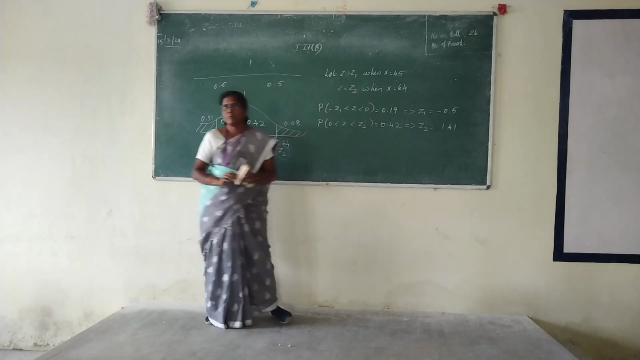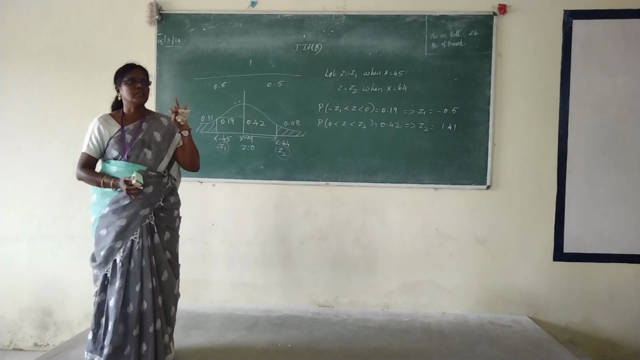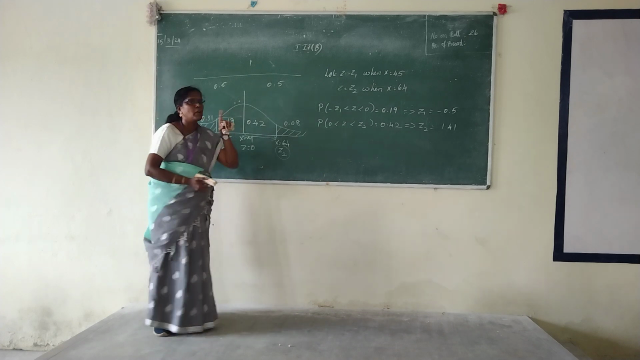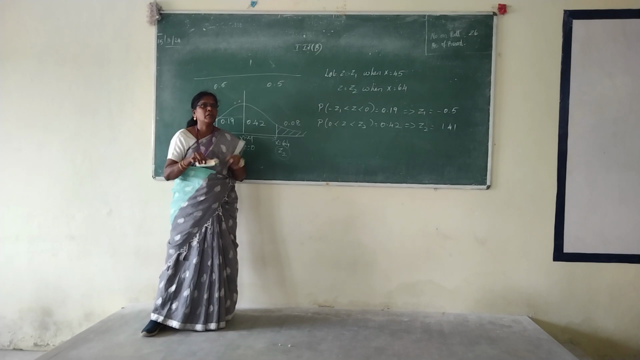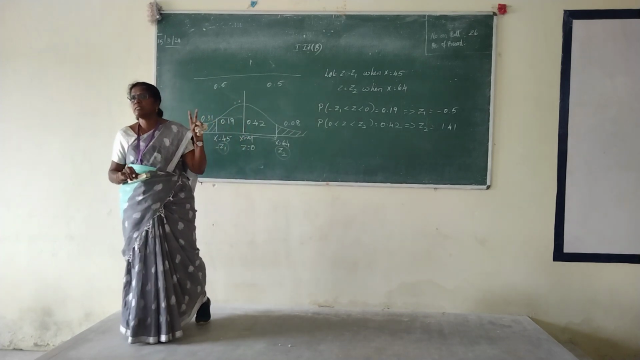How is the problem over? What is our actual target? We have defined what the mean and what the standard deviation are. Now we have written that first formula, z equal to x minus mu by sigma. We substitute everything there and we will get two simultaneous equations. Solve them and find the mean and the standard deviation.